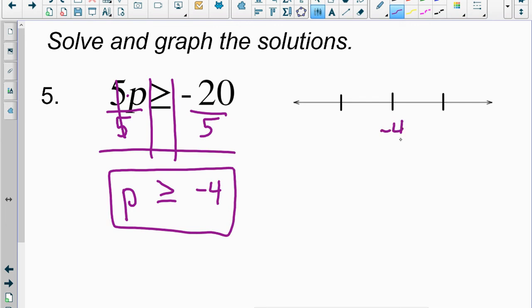So on my number line, negative 4 is my target value. I'm on the left side of 0, so I know that it would go negative 3 on the right and negative 5 to its left. And because it's p is greater than or equal to negative 4, I want to make sure that I show that negative 4 is a solution by filling in the circle. And the numbers that are greater than negative 4 this time will be on the right side. All right, so we have our solution and the graph of the solutions.